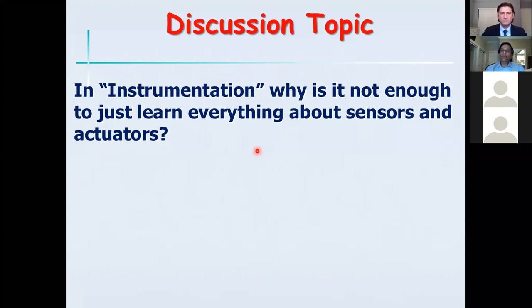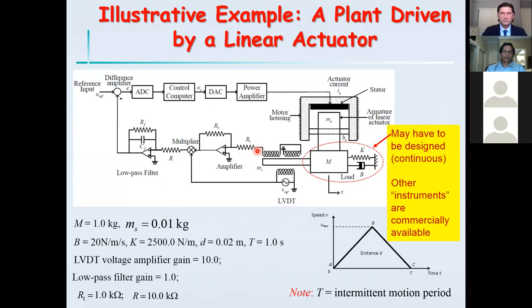They are not independent. Sensors, actuators and these other devices are not independent, they work together. That is where mechatronics comes into the picture. Then also, let's look at this simple example, okay? Now that also can bring in some issues of design, okay?